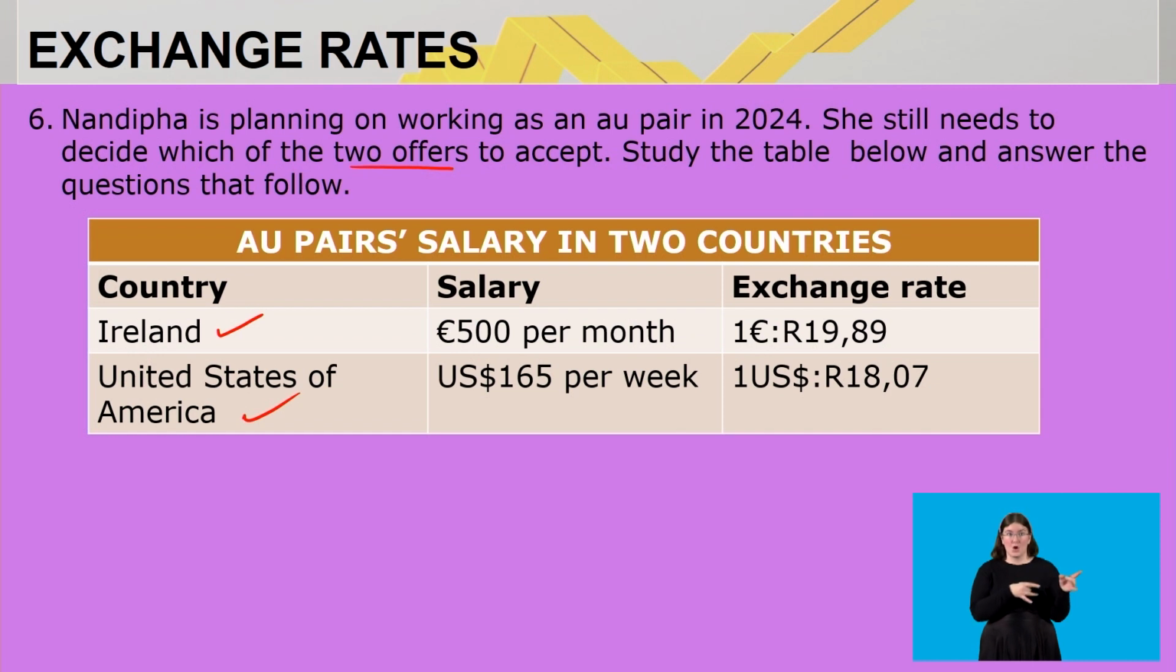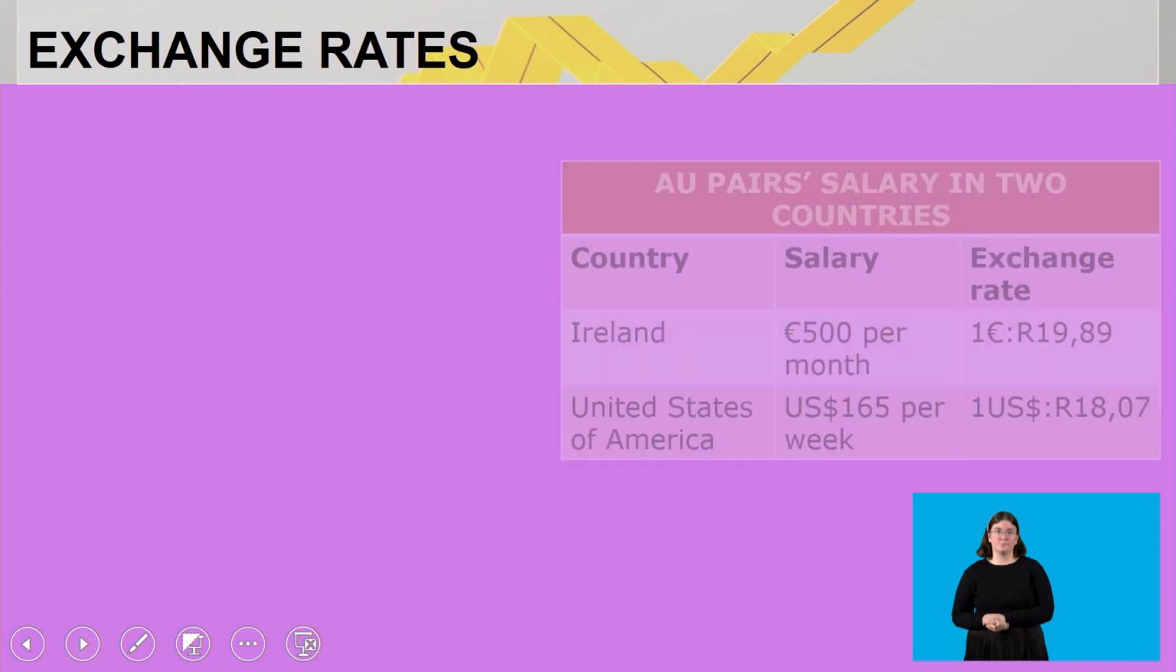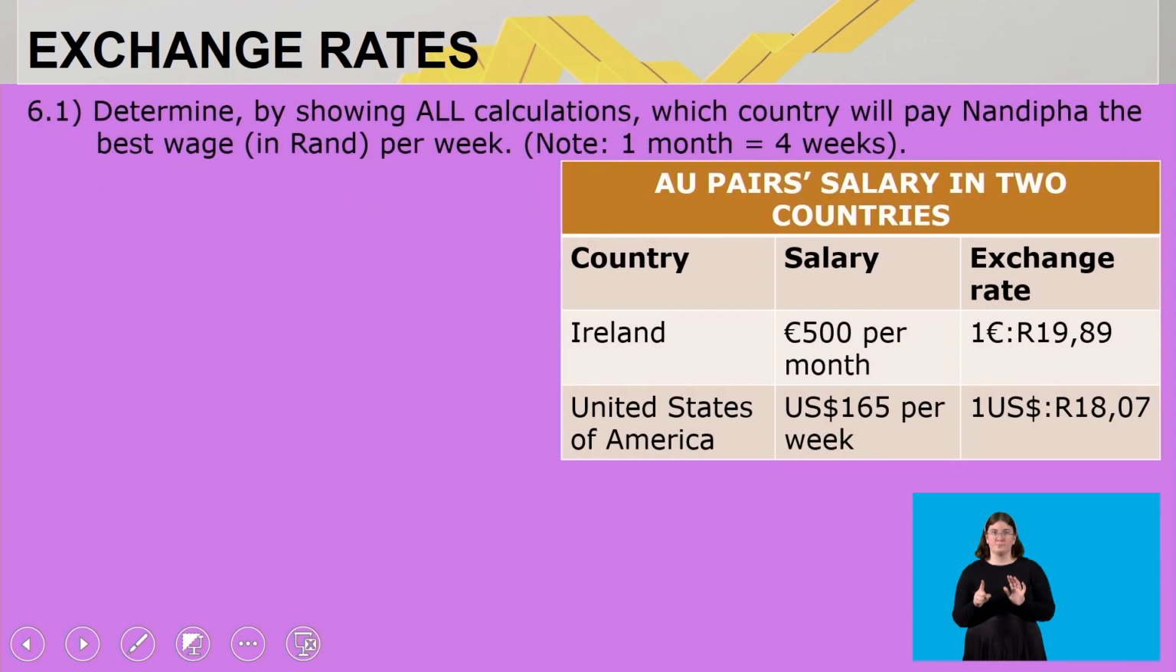So in Ireland, she'll get paid 500 euros per month, and there's the exchange rate for that time. Then the US dollars will be 165 US dollars per week. So note the difference. One is per month, one is per week. And again, indicated there is the exchange rate. So question 6.1. Determine by showing all calculations which country will pay Nandipa the best wage in rand per week. And I gave a little note here that indicates for 1 month we're going to work with 4 weeks.